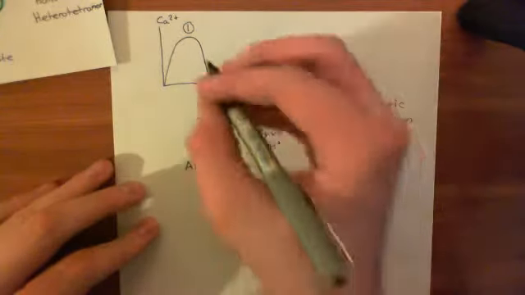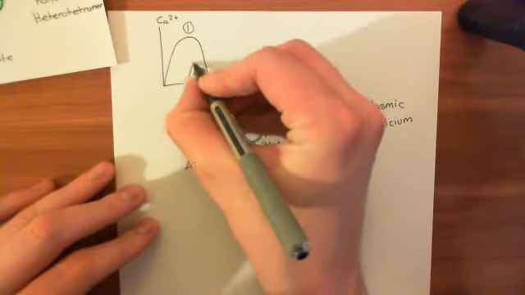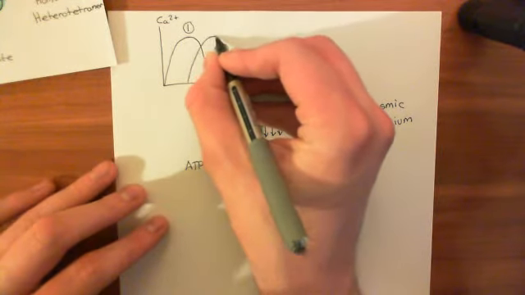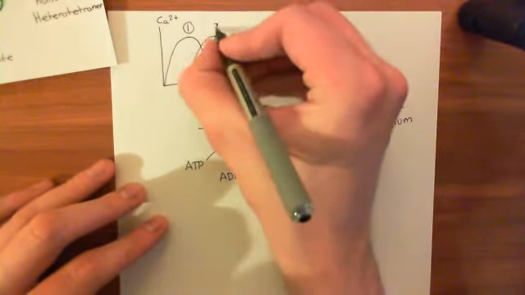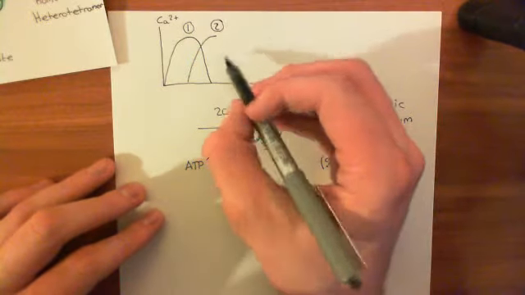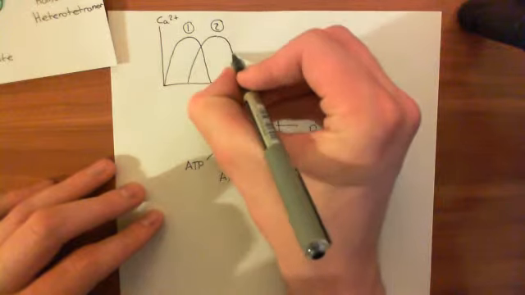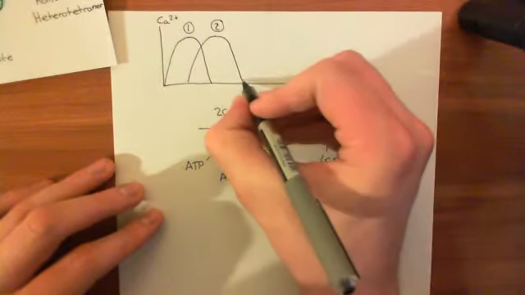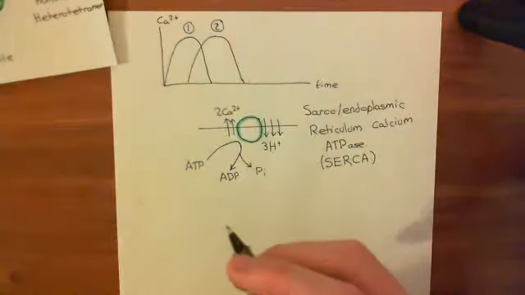So you would expect position 2's calcium levels to rise slightly later than position 1's, and then what will happen is again calcium at position 2 will get so high that it will start inhibiting the IP3 receptors, and then the SERCA pump will return it into the endoplasmic reticulum.